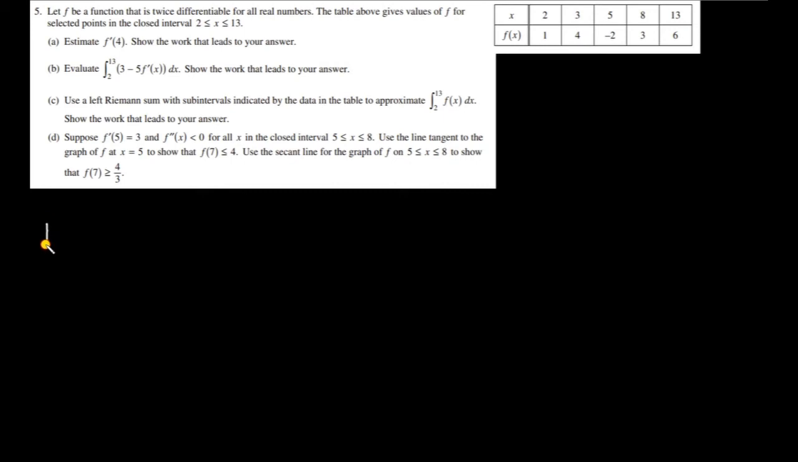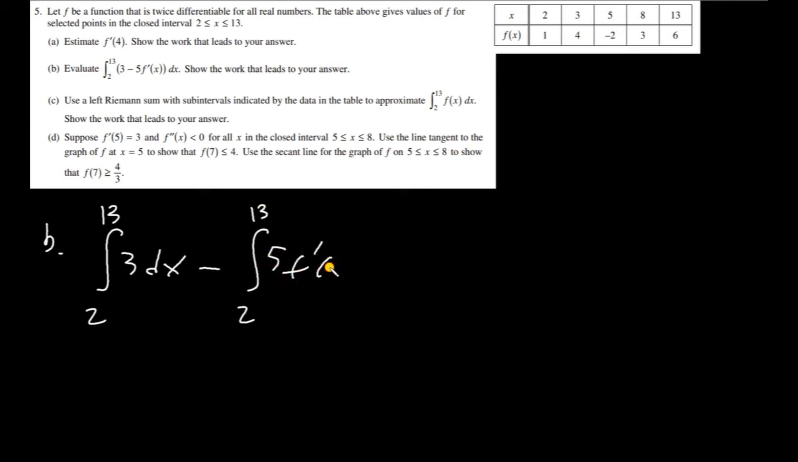Okay? So when we're evaluating this integral, in my mind, the clearest way to do this is to split it into two different parts. The first part is going to be the integral from 2 to 13 of just the 3, and then we'll subtract the integral from 2 to 13 of 5f prime of x dx, okay? And we're subtracting because of the negative sign there. And another thing I can do is I can take the 5 and kind of pull it out, okay?